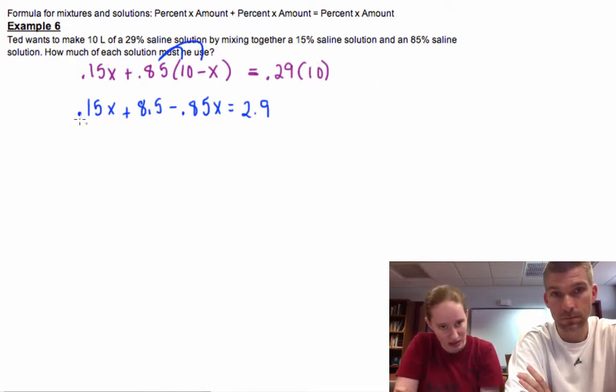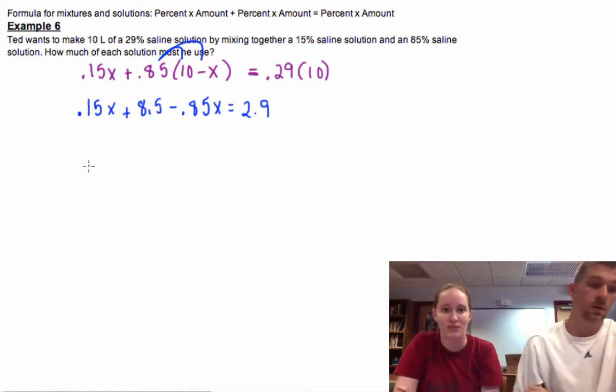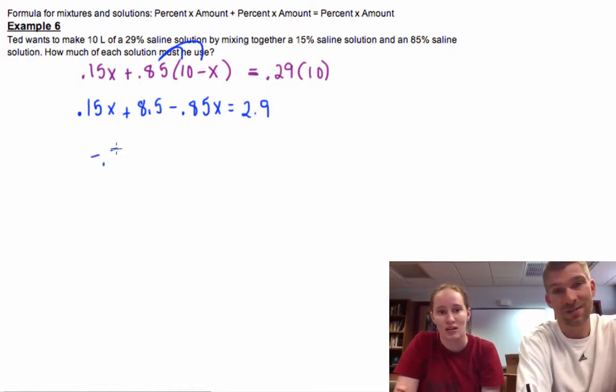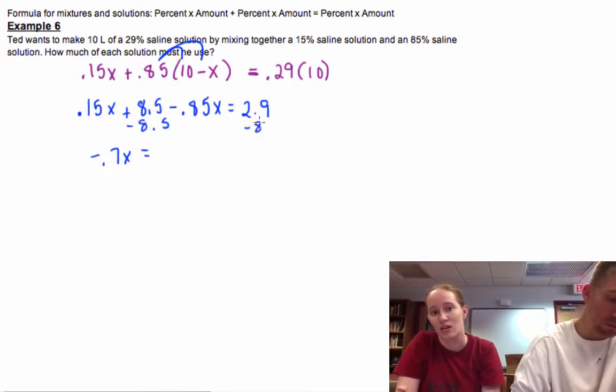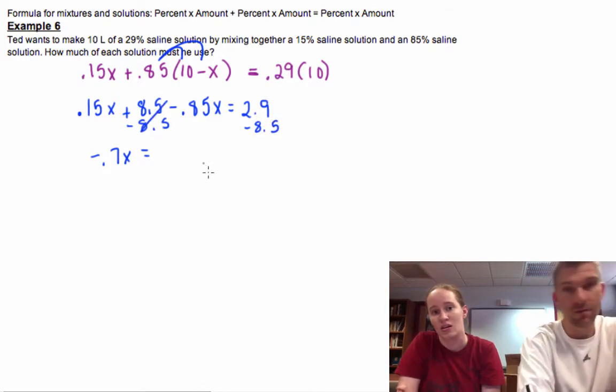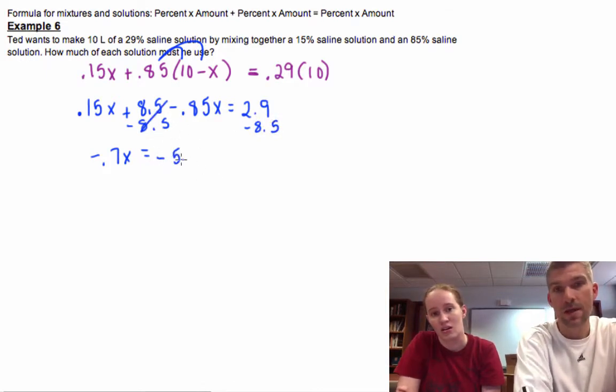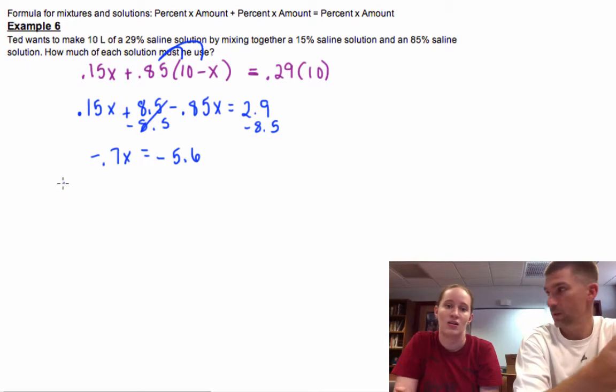Now we want our x's together and our numbers together. 0.15x minus 0.85x. I believe that's negative 0.7x. Yep. And let's subtract 8.5. Oh, that's a little trickier. Negative 5.6.